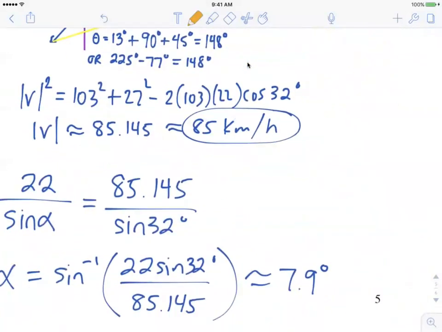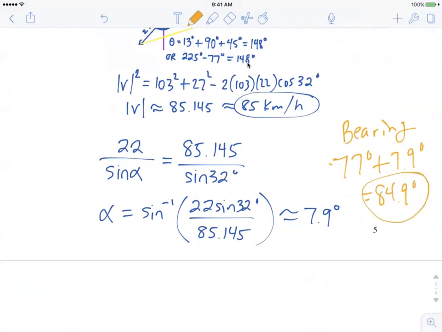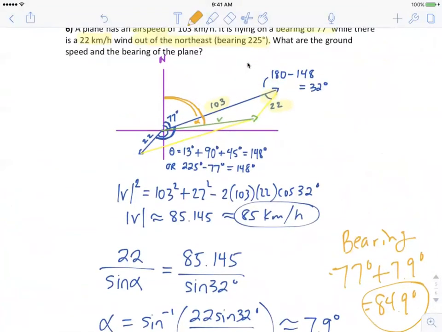So my bearing is 77 plus the 7.9, and that's going to be 84.9 degrees. So that wind is causing the plane to have a drift angle of 7.9, which puts the bearing at 84.9. And we did it.